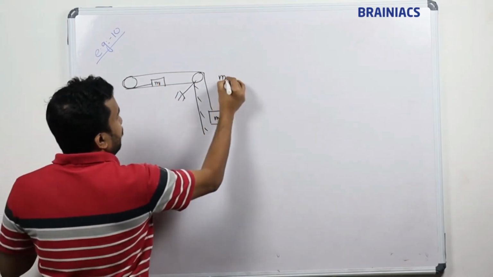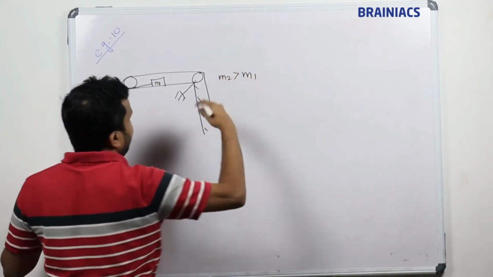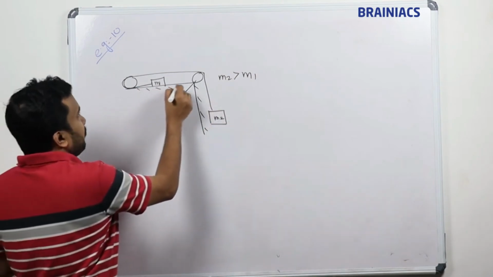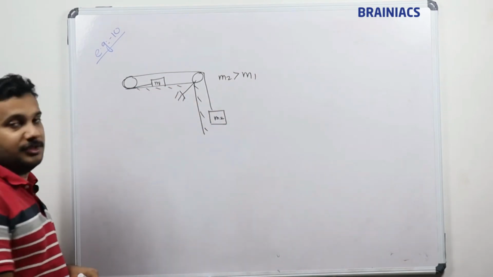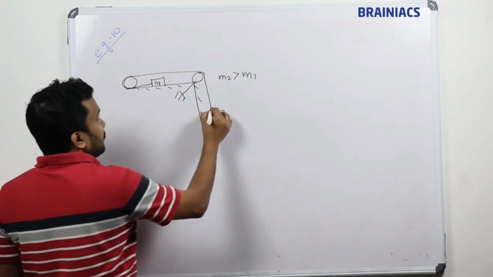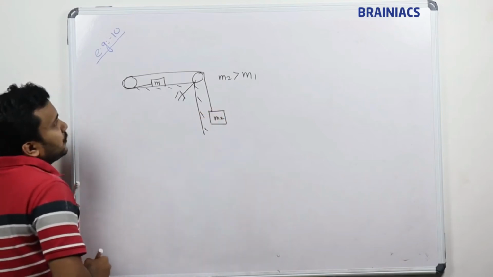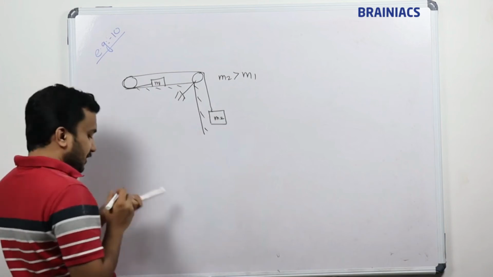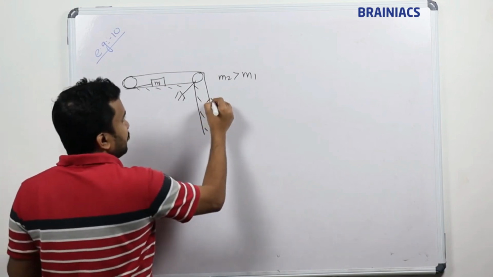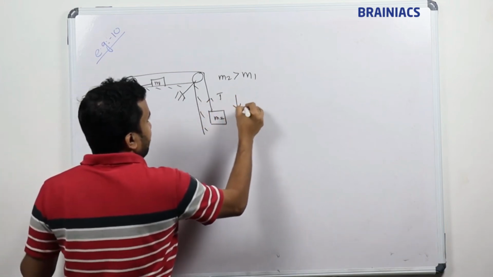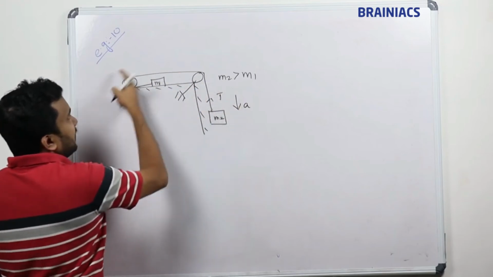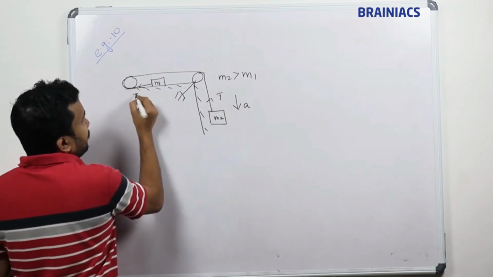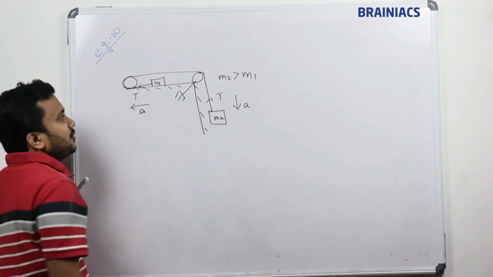I am assuming M2 is greater than M1. Any type, any model you can be asked, but the ultimate aim is that you have to mark the tensions and find the value of tension and acceleration. So here in this case we need to mark the tensions and the acceleration. This is called tension and this is called acceleration. The same rope will be there, so with respect to this body also there is a tension and an acceleration.